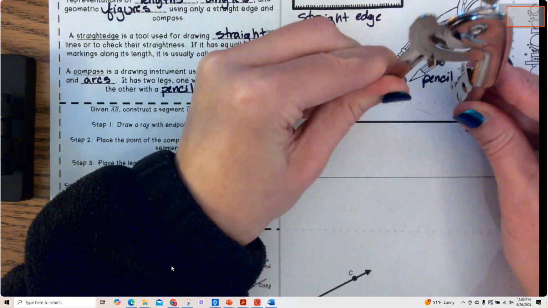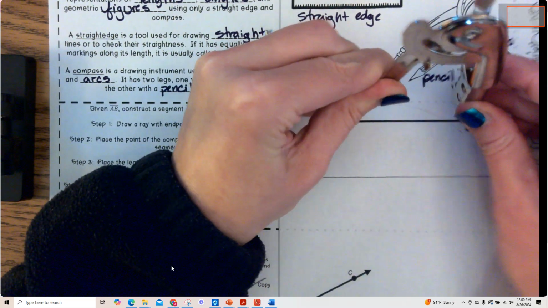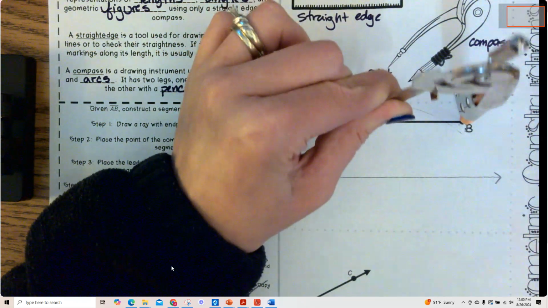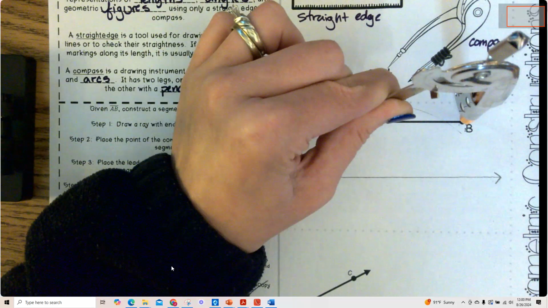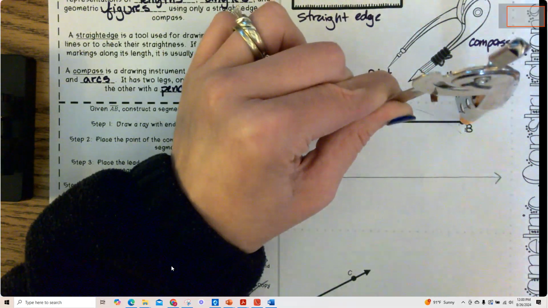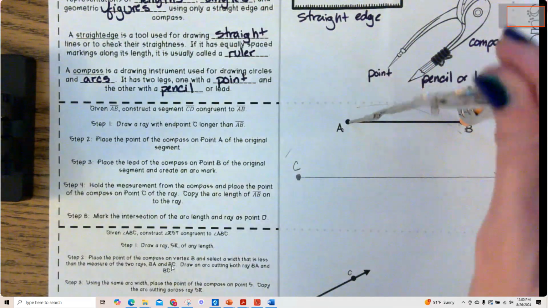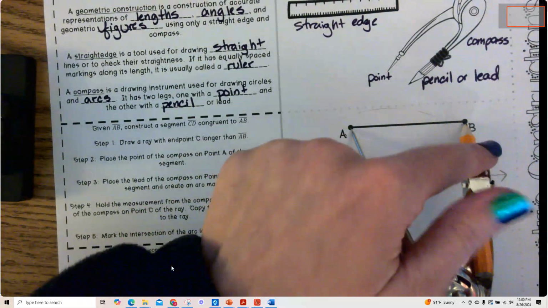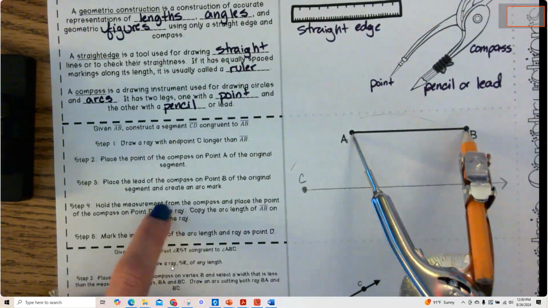I made the dots big so you can easily hit them. And these are typed for a reason. The more you yank them back and forth, the looser they get, but it'll make it less accurate, okay? So your first step is you're measuring the length of AB with your point and your pencil. Okay.